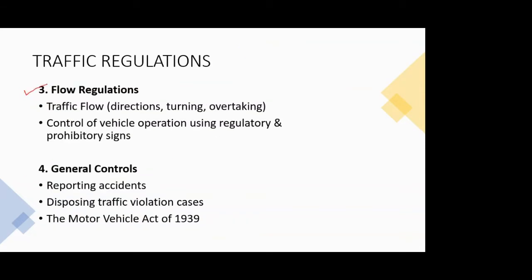Then related to flow control, as in to control the movement of vehicles on the road, you have regulations such as direction regulation, that you have to only follow one-way traffic or two-way traffic. Okay, right turn not allowed, overtaking not allowed, and such kind of things. And also in flow regulations, you have control of vehicle operation using regulatory and prohibitory signs. In order to enforce all these things, the signages are installed, and if you violate them, then you are subjected to a fine or any legal action.